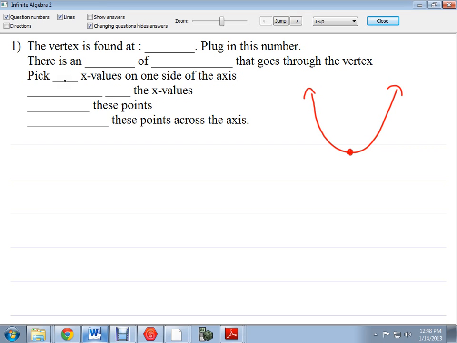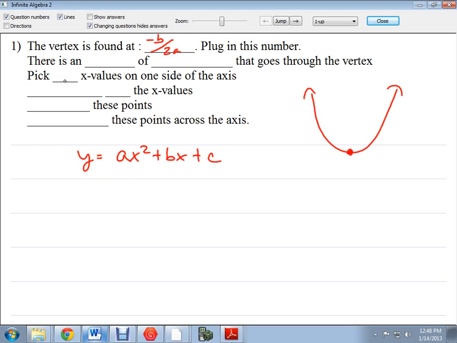Okay? Now the way to find the vertex of a quadratic equation, and this is the technical thing, is say negative b divided by 2 times a, where a and b are the numbers in the quadratic equation. A quadratic equation looks like this: ax squared plus bx plus c. This is the standard form of a quadratic equation.